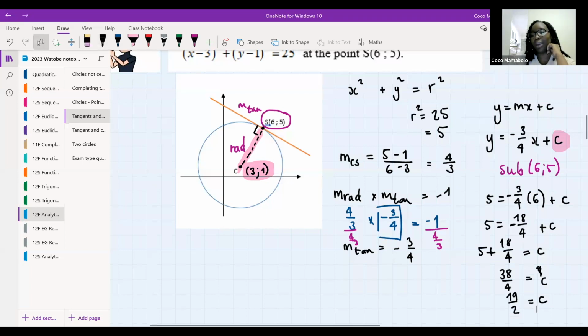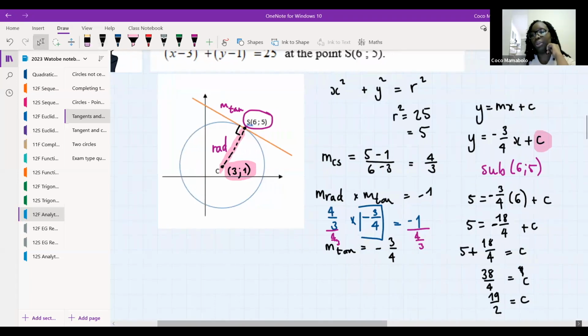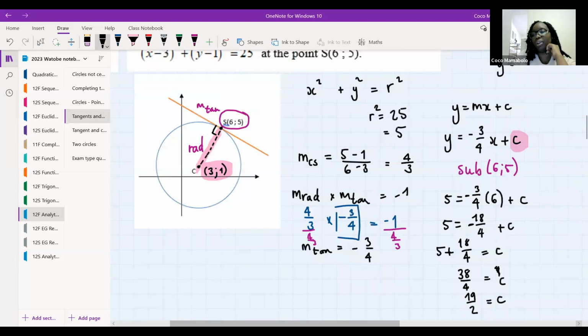So my equation of my tangent will be y. I'm just going to write it up here. Y is equal to -3/4 x plus 19/2.